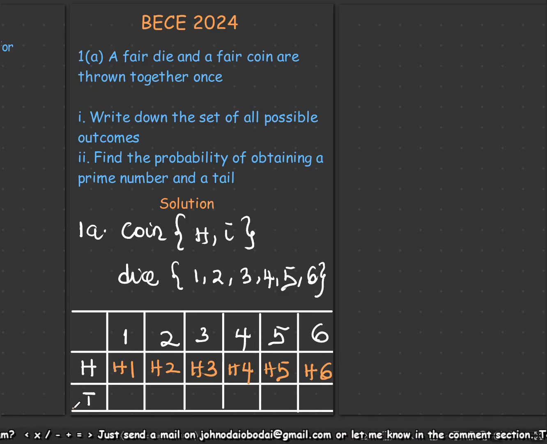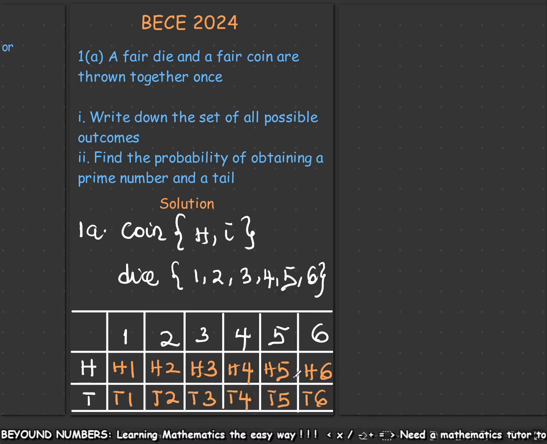Then we come to the tail. So we do the same pairing, right? You can pause and then do that. So this table here has given us a guide to get the possible outcomes. We would then say that the set of all possible outcomes is all of this.